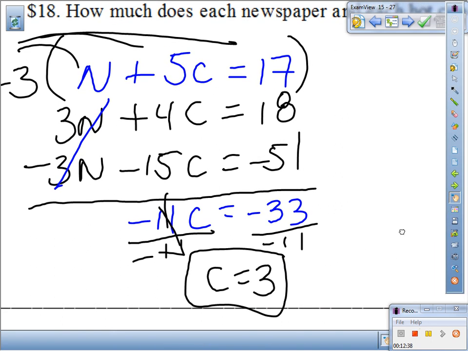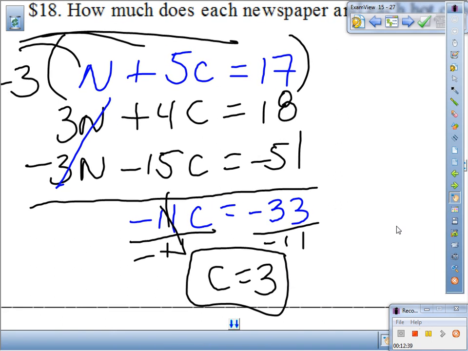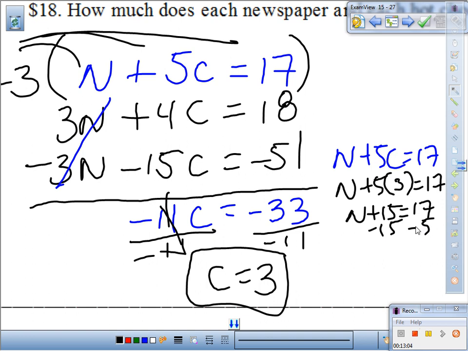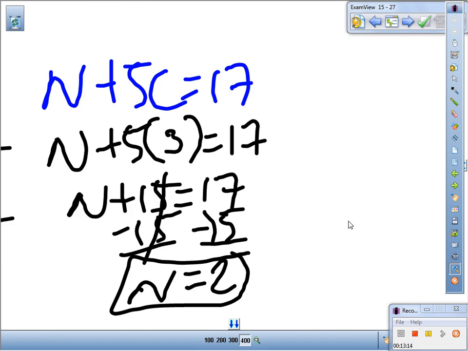All right. Which equation should I use, everyone? N plus 5C equals 17, but instead of C, I'm going to substitute what value? 3, so it's 5 times 3 plus N equals 17. N plus 15 equals 17, minus 15, minus 15. N equals 2. So N stands for newspaper, C for hot chocolate. Are we done? No, we need our statement.